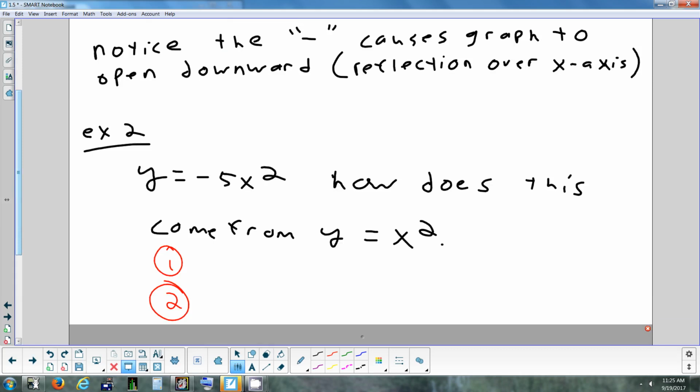Start with the 5. What is the 5 going to do? Yep. So there's 2 things we want to say. One, it's a vertical stretch, but then you have to tell me by how much. And the way we say it is vertical stretch by a factor of 5. Okay, so that's the first one. Vertical stretch by a factor of 5.